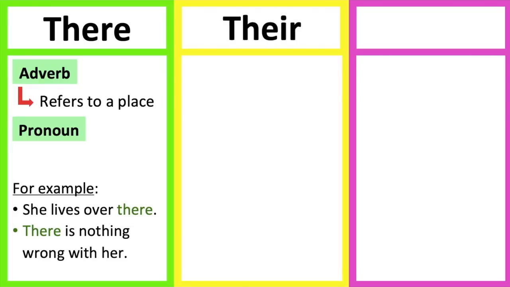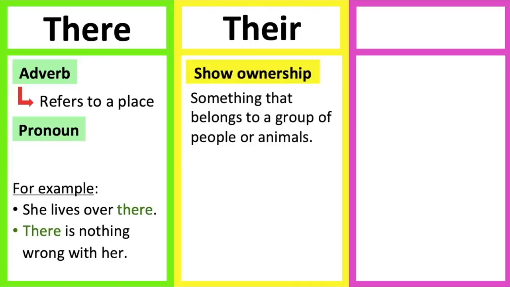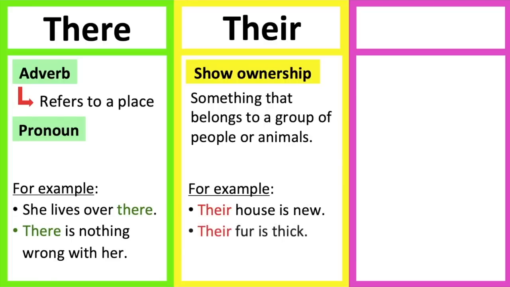Their. Their is used to show ownership. So, we use it when we are referring to something that belongs to a group of people or animals. For example, their house is new. Their fur is thick. Their is a third person possessive adjective, and it comes just before the noun being described, as you can see from these two examples.